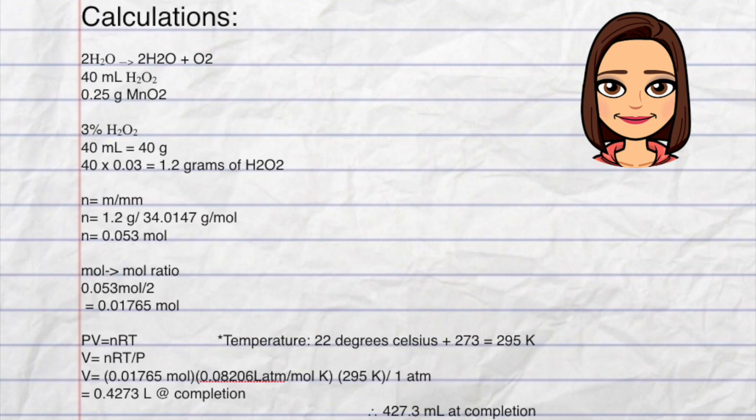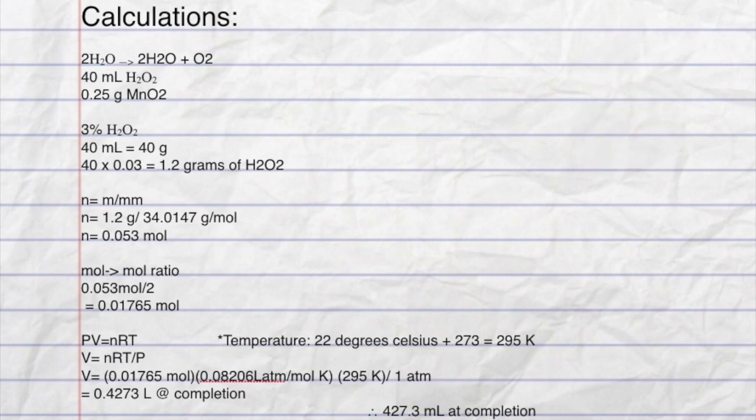For this lab, I was able to use an appropriate calculation for the amount of oxygen gas that would be released at completion of this reaction. So at first, I wrote down the 3% hydrogen peroxide that we used and the quantity of it, which was 40 mL. Due to the fact that 1 mL is equal to 1 gram, I knew that 40 mL was equal to 40 grams. I then multiplied 40 by 0.03 to find the mass of the hydrogen peroxide, which was 1.2 grams.